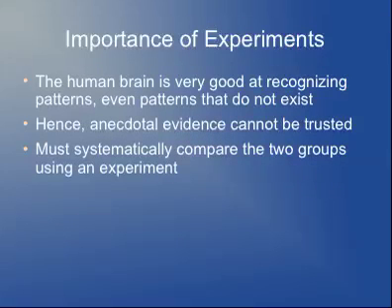So, as I said, the human brain oftentimes finds patterns, even spurious patterns, hence anecdotal evidence is unreliable, and scientifically you're always better off to systematically compare two groups using an experiment.